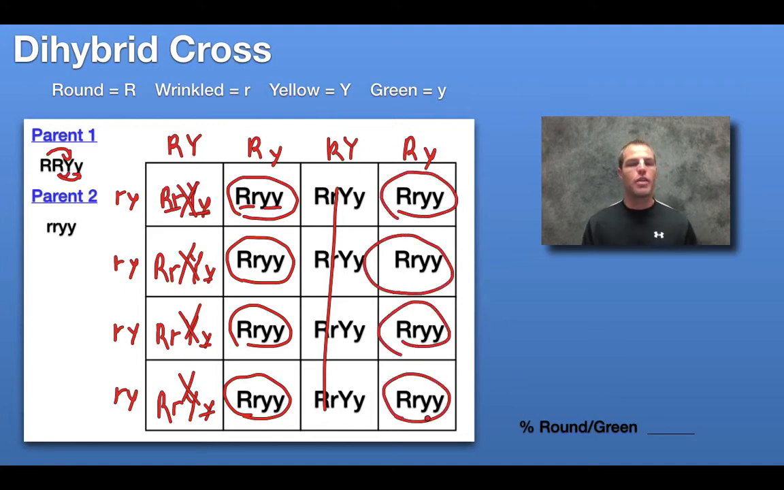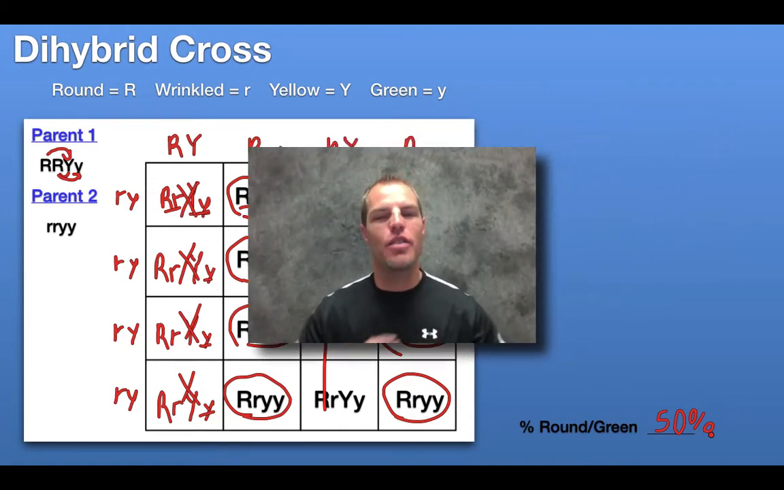So what's the probability we ended up with round and green offspring from this cross of these two parents? Well, it was 8 boxes out of the 16, which comes out to 50%. Remember, each box carries the weight of 6.25%. So that was just a dihybrid cross. It's no different than doing a monohybrid. We're just doing it for 2 traits instead of 1.